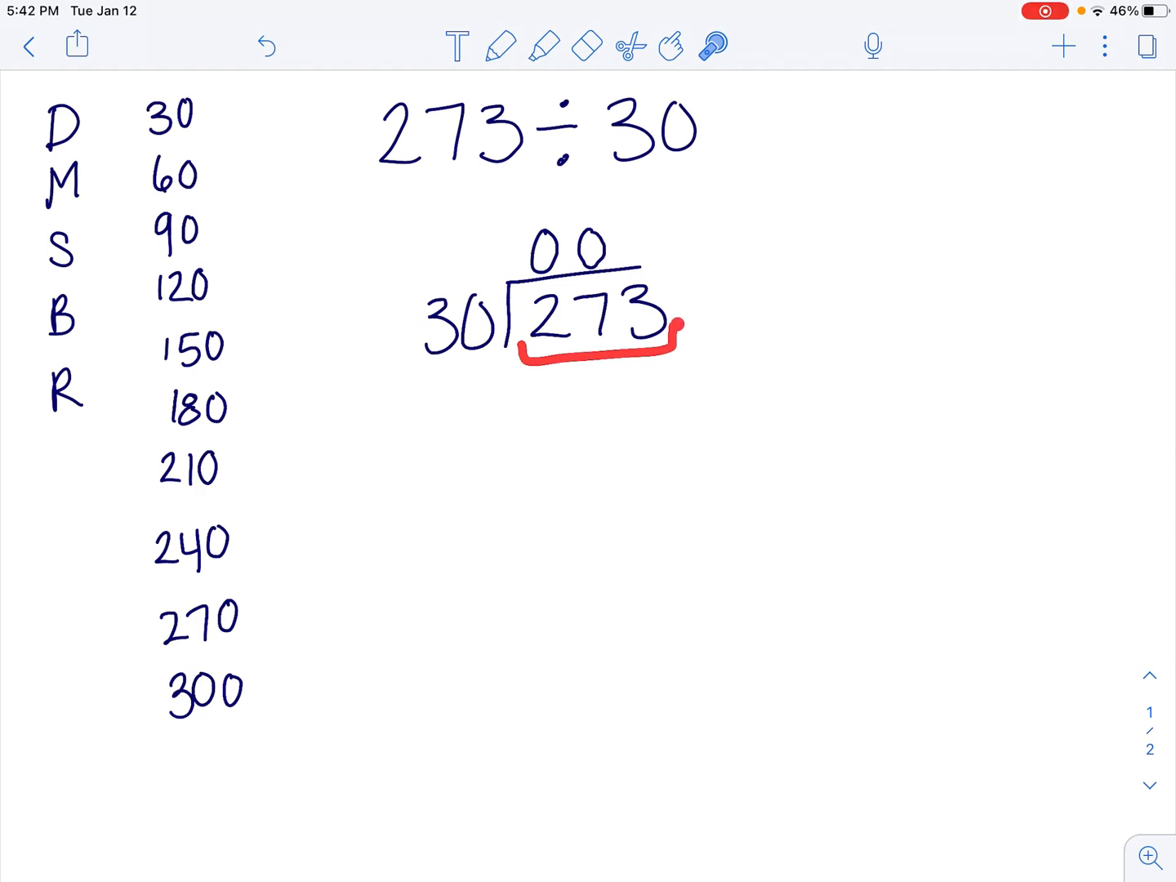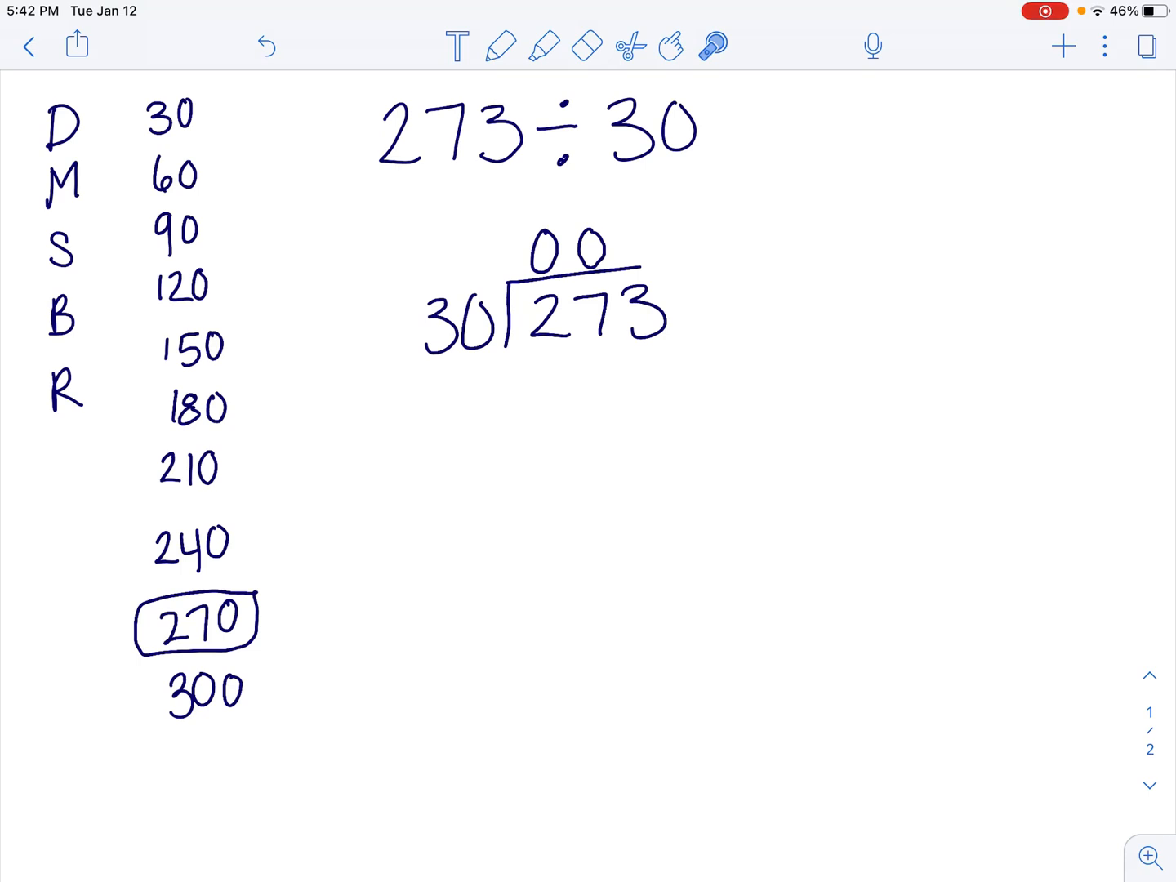Next, we're going to grab all 3 digits and say, okay, 30 times what gets us close to 273 without going over? I look back at my skip counting and I'm looking for something that's close to 273 without going over. I noticed that 273 would actually be really close to 270. It's just a little more than 270. 300 is way too many. It's way over 273. So we're going to go with 270.